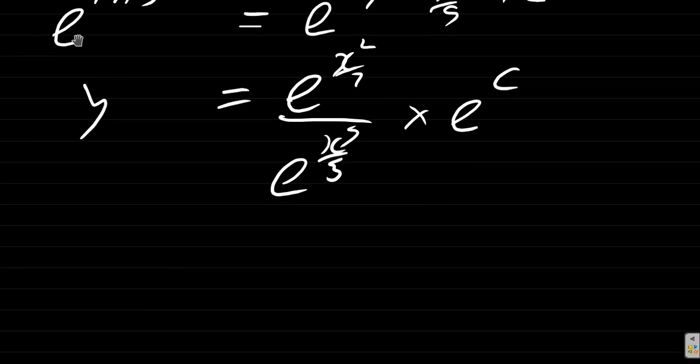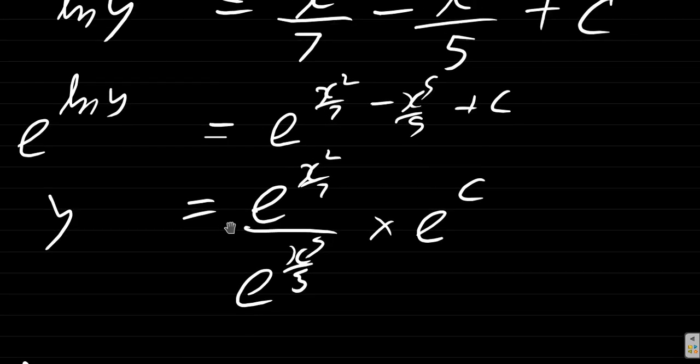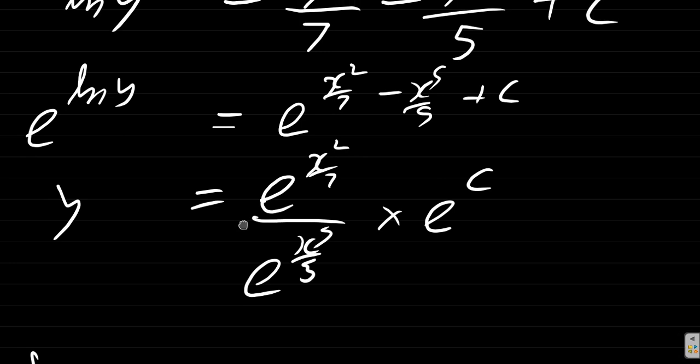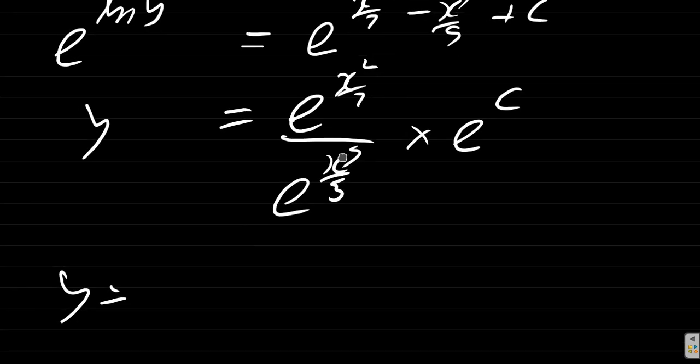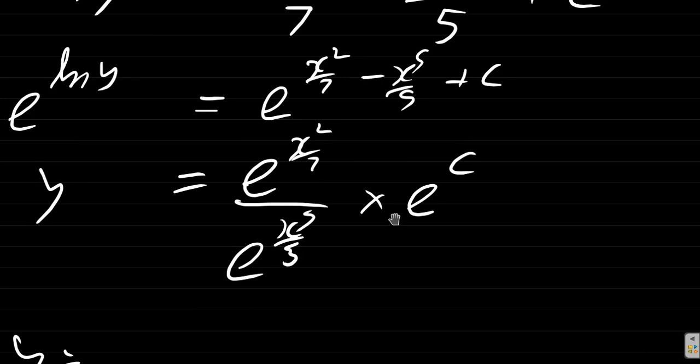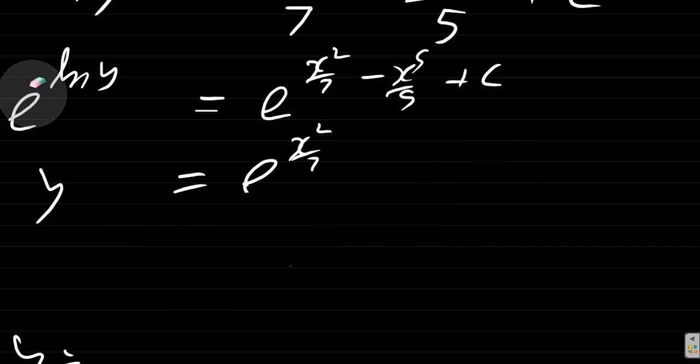Alright, so back to this now. So what you have is y equals e to the x to the 7 over 7 over e to the x to the 5 over 5 times e to the c. Alright, so this could be left like this, times e to the c. Another way you could do it is just leave this part with the e to the x to the 7 over 7 minus x to the 5 over 5 and multiply by e to the c.